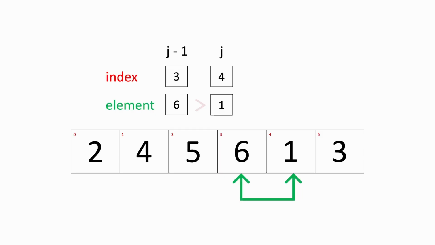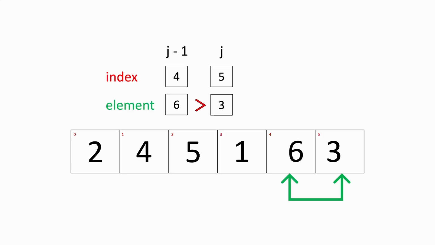Increment j again. Now is 6 greater than 1? It is, so we swap these two elements, and then we move on to the next two. Increment j. Is 6 greater than 3? It is, so we swap them. And now we're done with this iteration. We can't compare any more elements. We're at the end of the array.